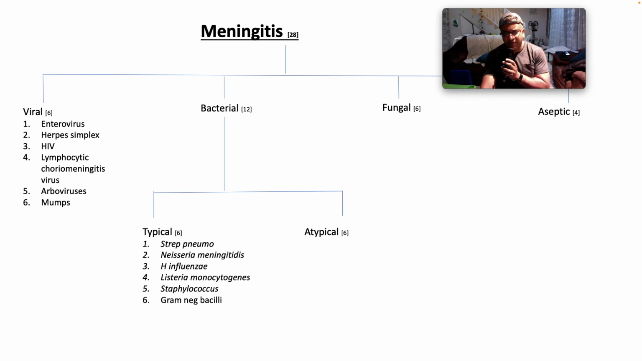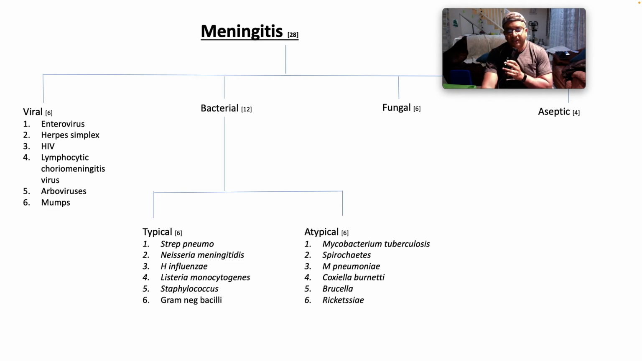Typical bacterial pathogens are Streptococcus pneumoniae, Neisseria meningitidis, which gives you the petechial rash of meningococcemia, Haemophilus influenzae, and Listeria monocytogenes, don't ever forget that one. Then Staphylococcus aureus and gram-negative bacilli as well. Then atypicals, for example, Mycobacterium tuberculosis.